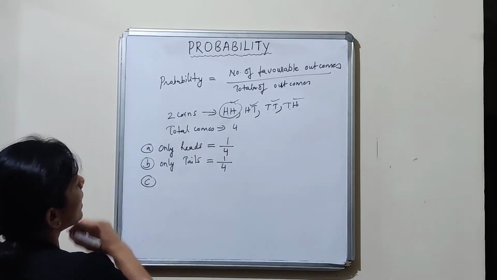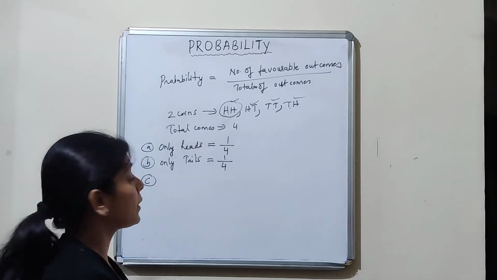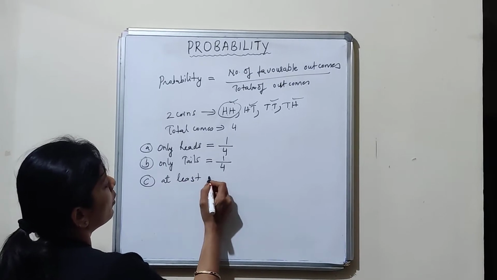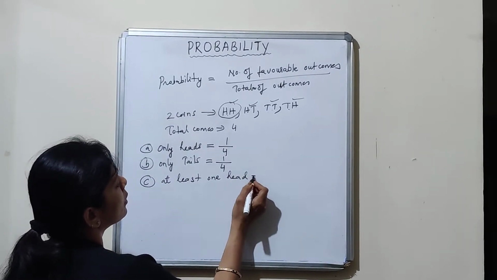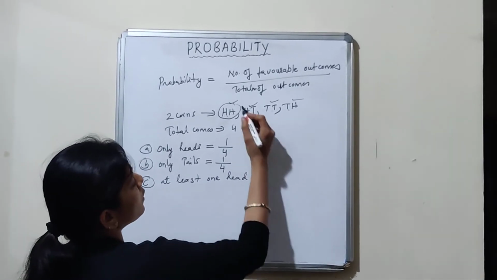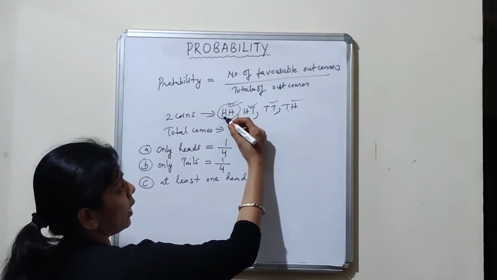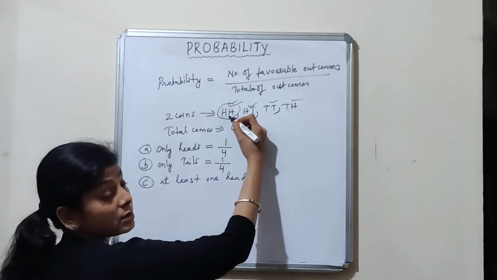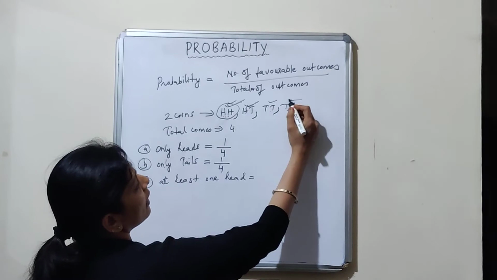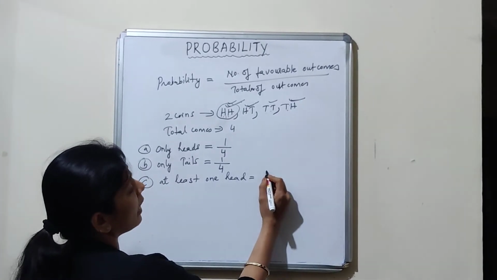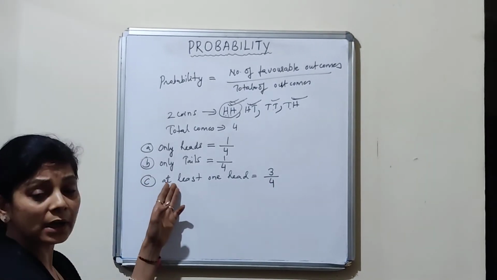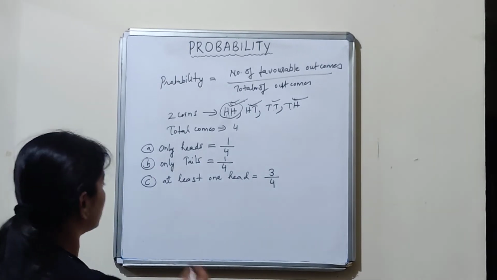Now if I take out the probability of having at least one head. For at least one head, we can have one or more than one. So we can take this because it has at least one, but it has two heads. So we can take this one and this one. 1, 2 and 3. So for at least one head, we will be having number of favorable outcomes as 3 out of 4.